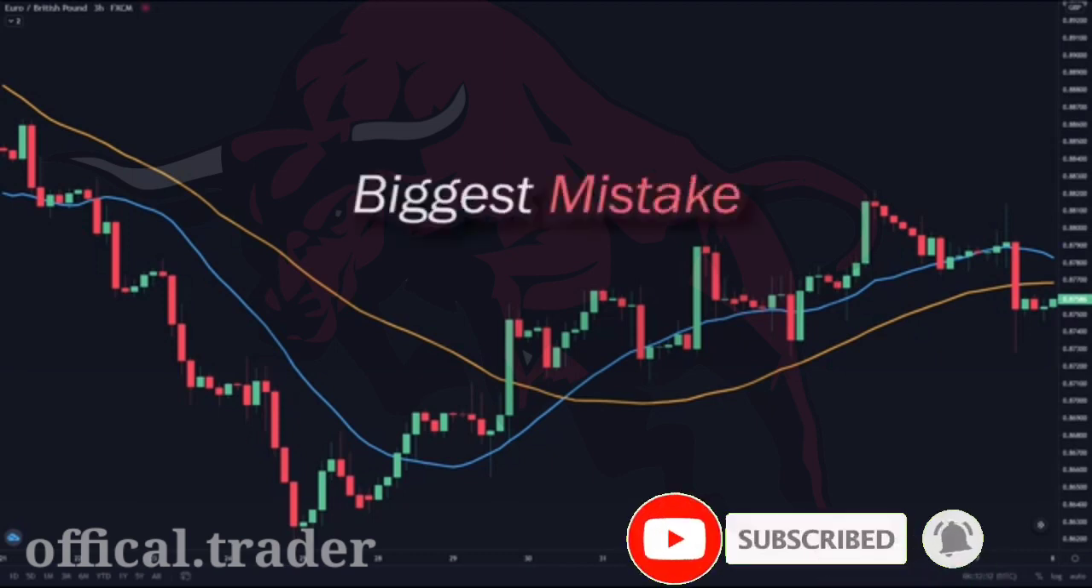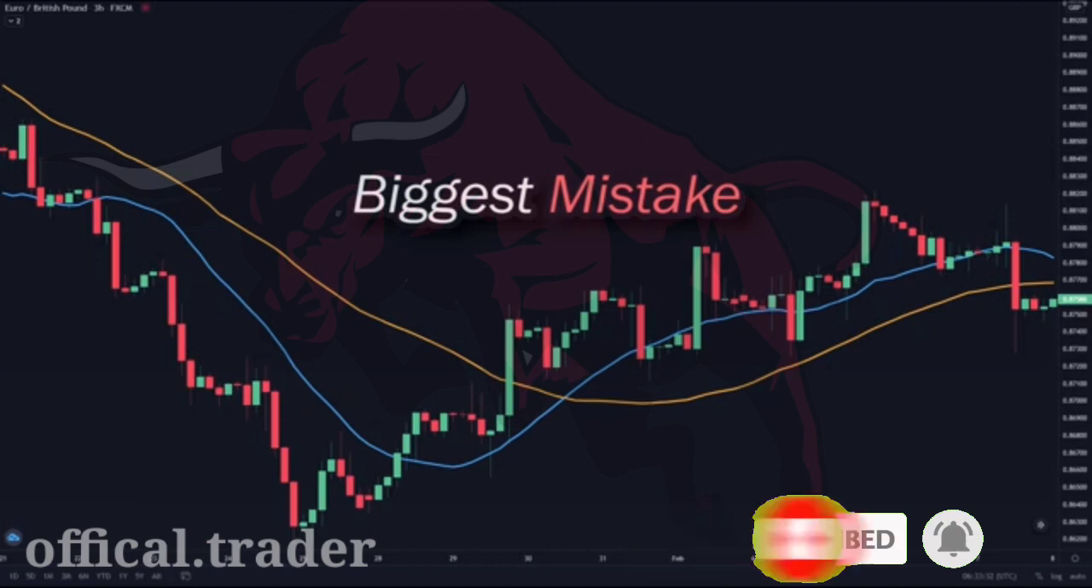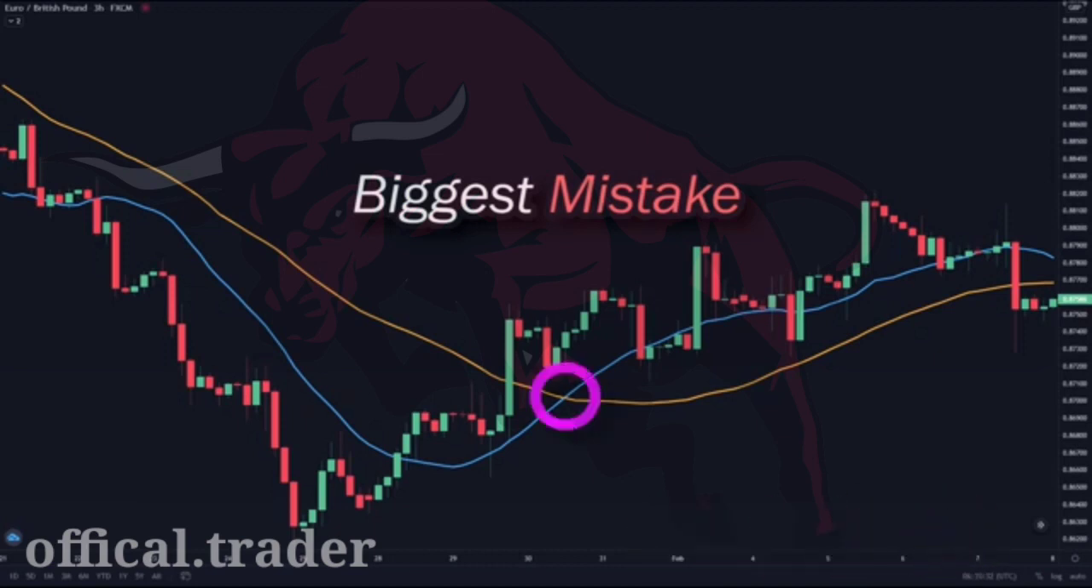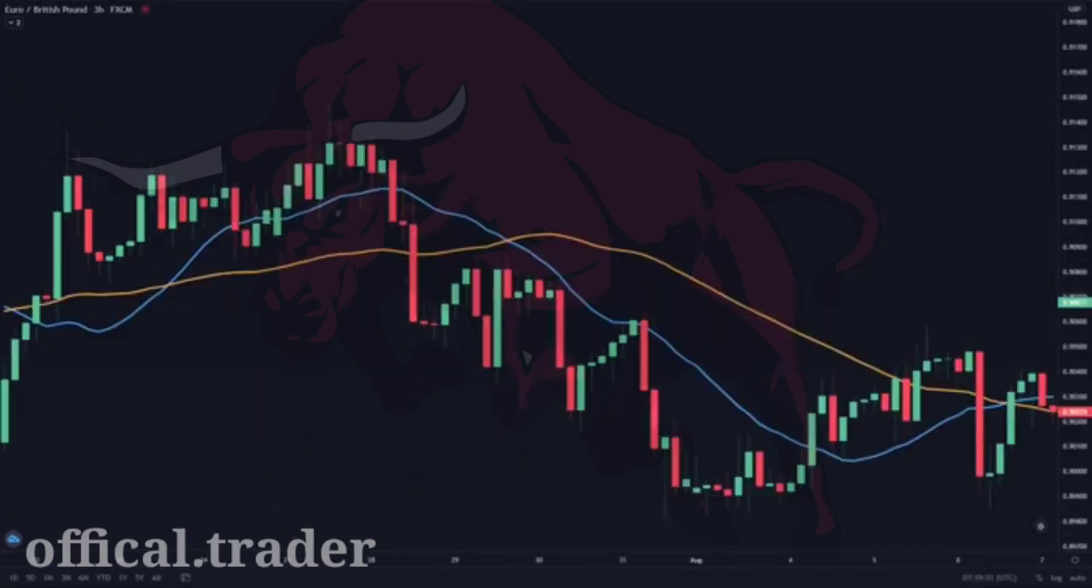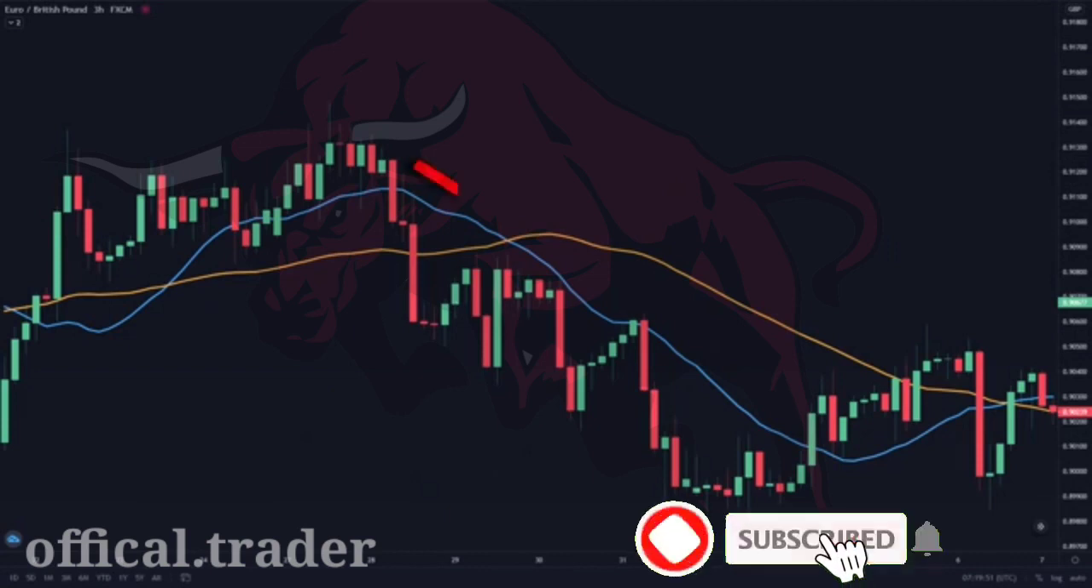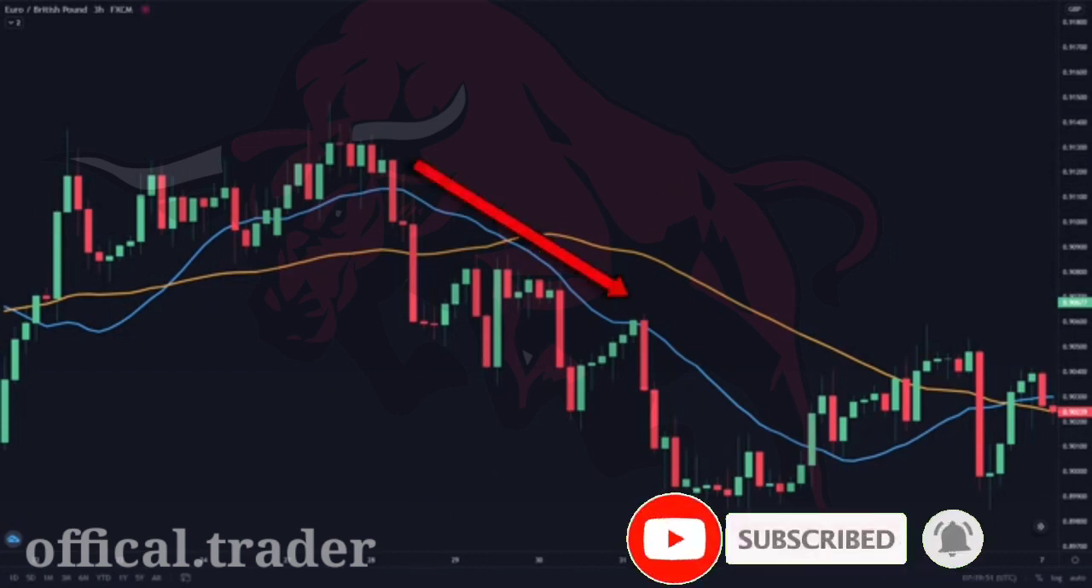The biggest mistake that everyone makes when trading this strategy is that every time the moving average crosses over, they immediately take a position. When the faster moving average crosses above the slower moving average, they immediately take a buy position. And when the faster moving average crosses below the slower moving average, they immediately take a sell position.